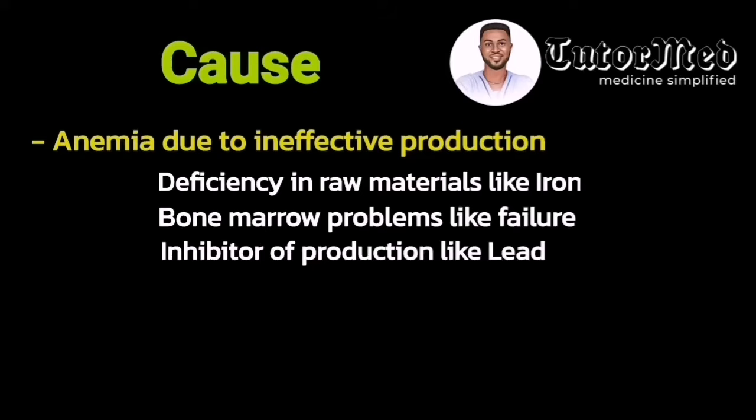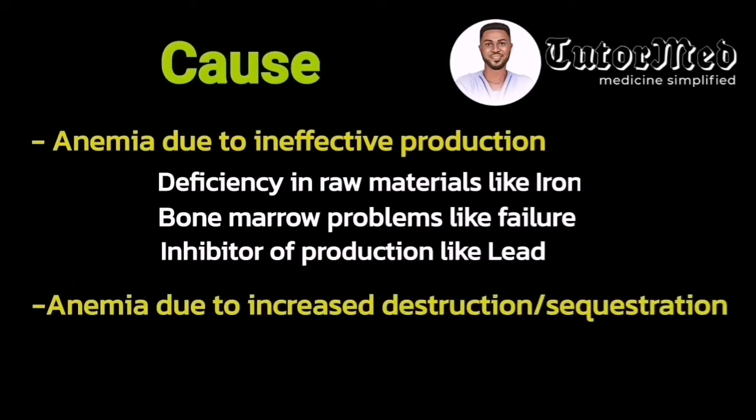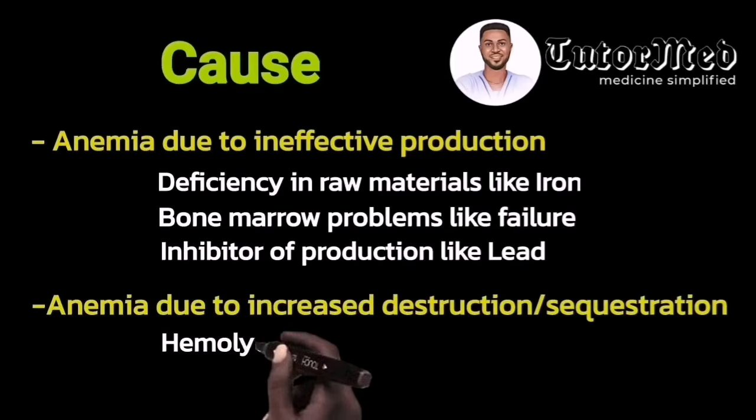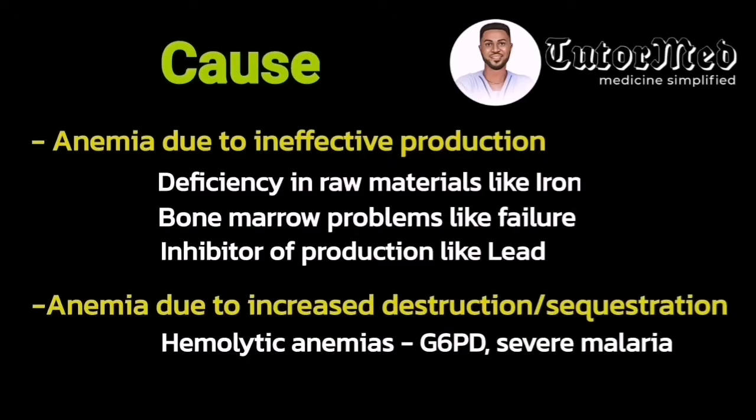The second classification is anemia due to increased destruction or sequestration. So here, we are producing enough red blood cells, but at the same time, we are destroying them. So causes include hemolytic anemias like G6PD deficiency, severe malaria. Or sometimes we may not be destroying them, but the spleen normally sequesters about 5% of blood cells, and when it becomes hyperreactive, it can sequester about 40%, causing reduced red blood cell mass. And so hypersplenism can also cause anemia.